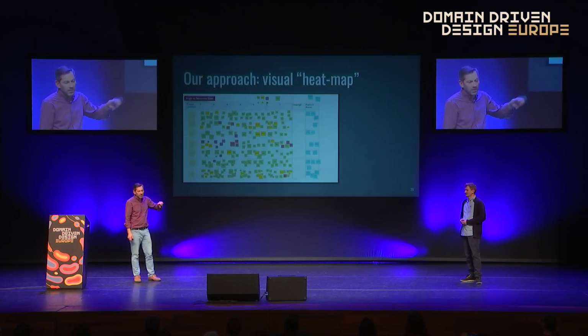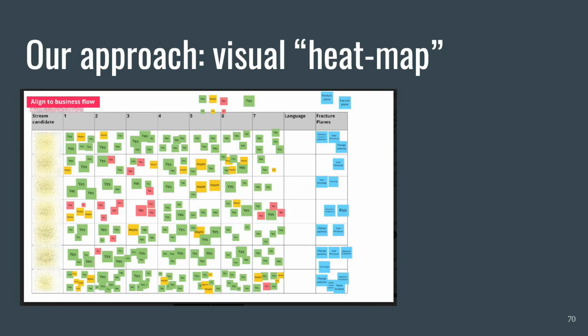Again, we use the heat map. This is a slightly earlier version of the independent service heuristics where we only had 7. This particular organization actually added 3 more. They sent some pull requests to GitHub, and we merged those in because it was really useful. They actually took the technique and expanded it massively within their organization.